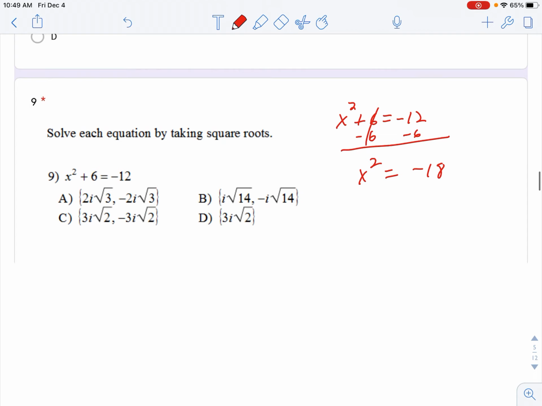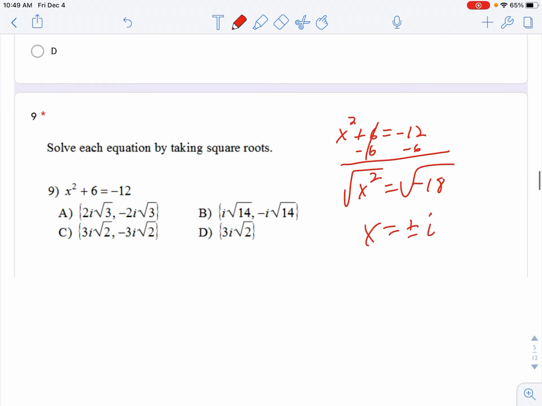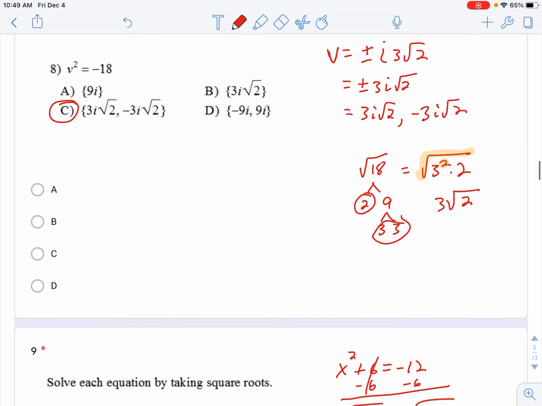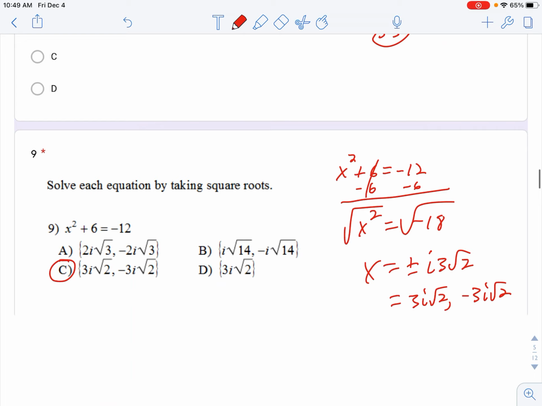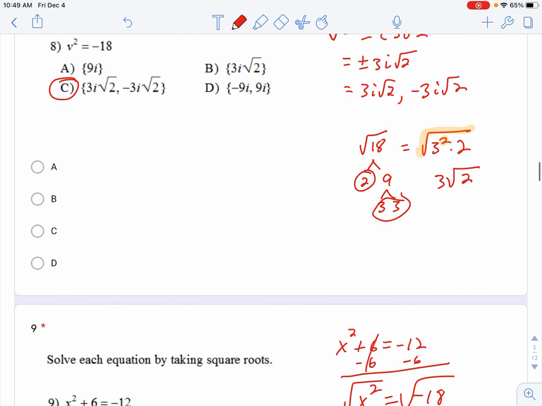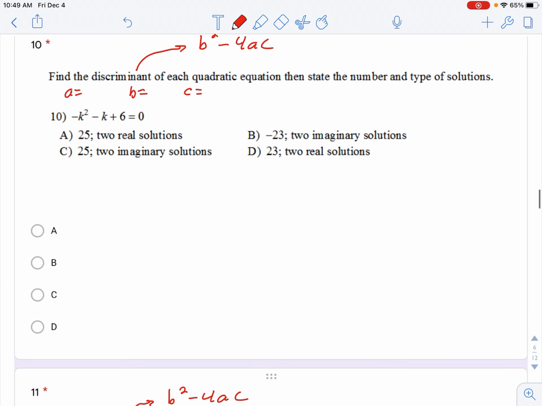I should have made this one a little bit different at least, but we do the same process, plus or minus i. What's the square root of 18? Well, we just figured that out. It's 3 radical 2, so same answer, positive 3i radical 2, negative 3i radical 2. All right. Silly mistake, that one kind of got by me. When you take the test, 8 on the test will be like this number 8, 9 on the test will be like this number 9, but they're not going to be like each other. So keep that in mind.